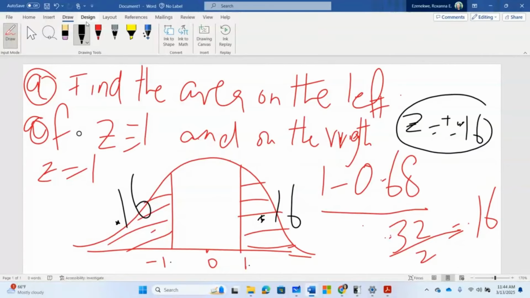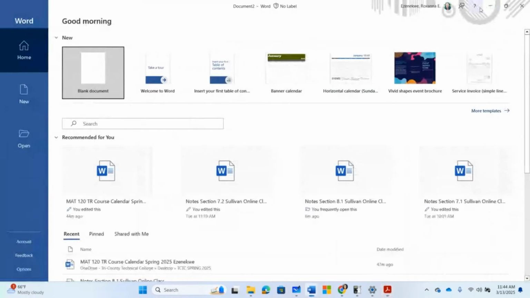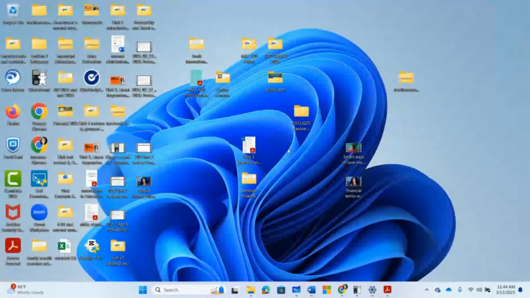The next thing is B. Find the area under the normal curve to the left of this. So all you need to do, make sure you know, this time we can actually use our chart. I'm going to pull up the chart. So let's use a chart, because you are allowed to use your chart, you are allowed to use your calculator, you are allowed to use the empirical rule, whichever one you want to use. So let me get the chart now.